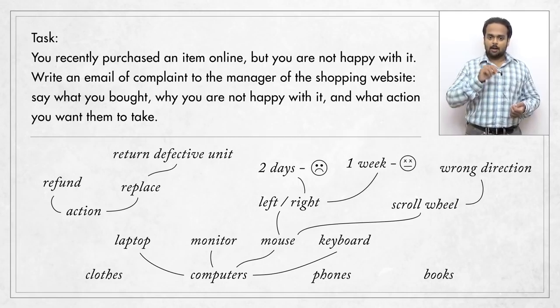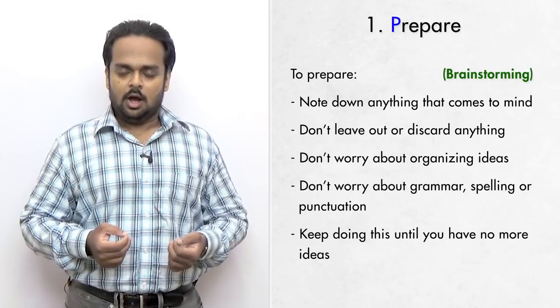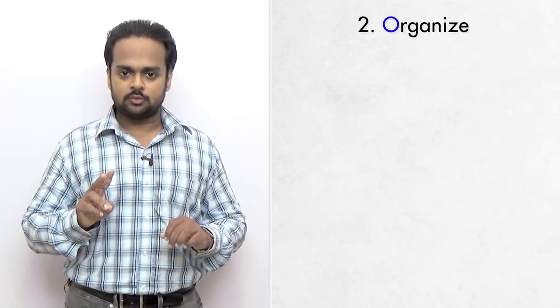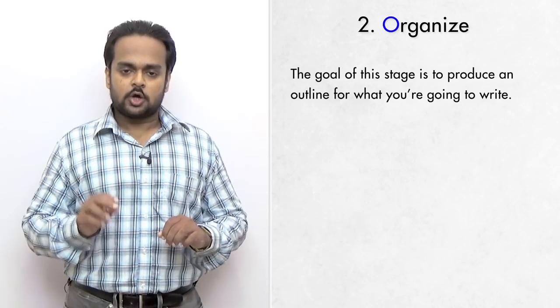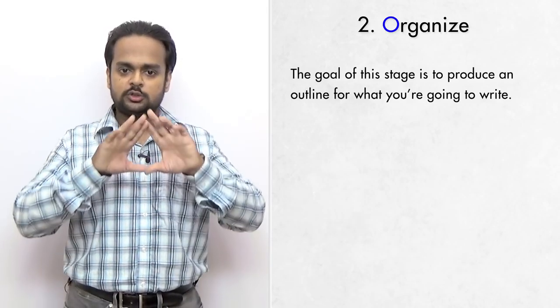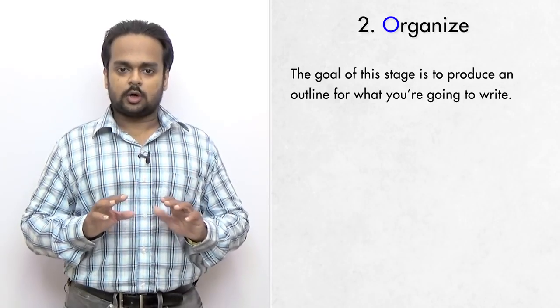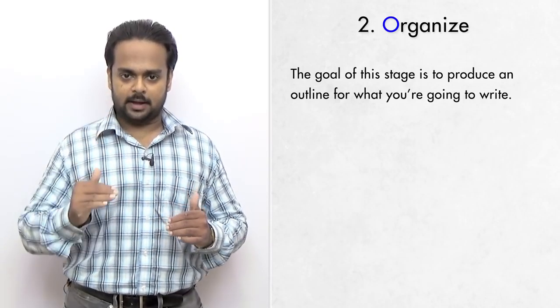This way you can draw a mind map like the one you see on the screen. It can really help you to be creative. Okay, once you have the ideas you need, you move on to the second stage, which is organize. The goal of this stage is to produce an outline for what you're going to write. That is, you're going to structure your ideas in a logical manner.